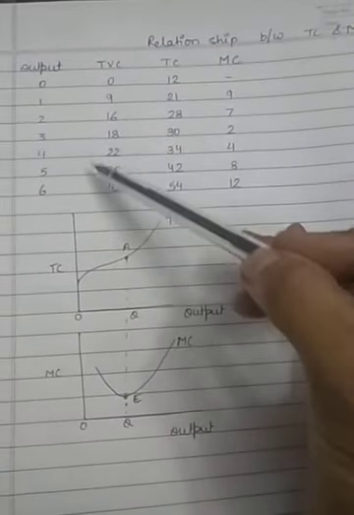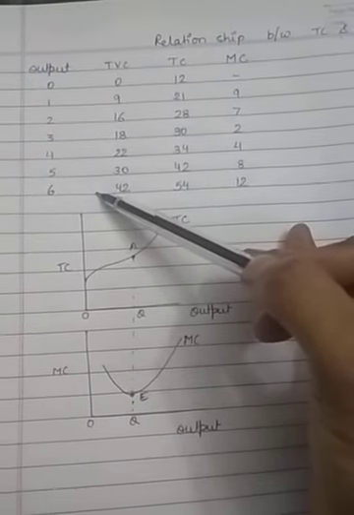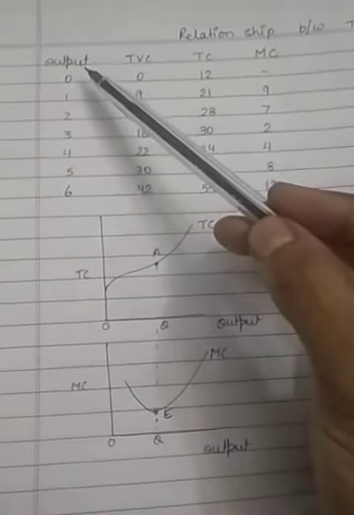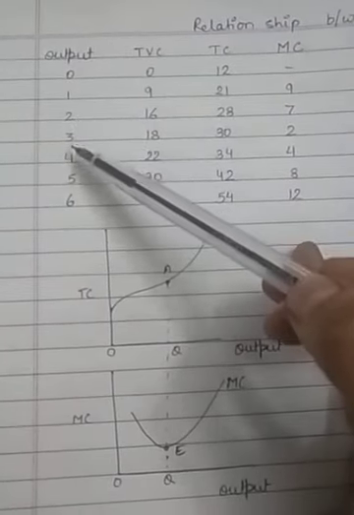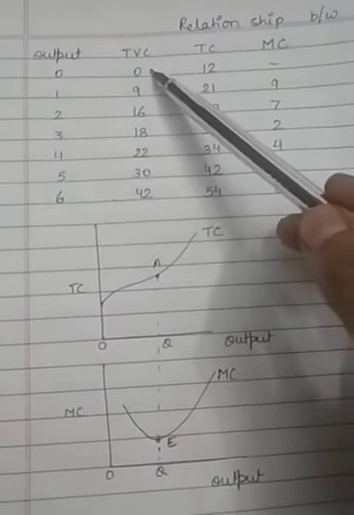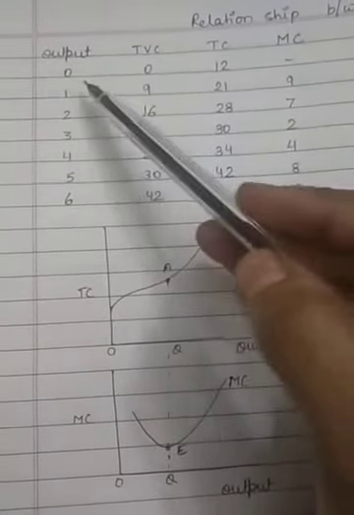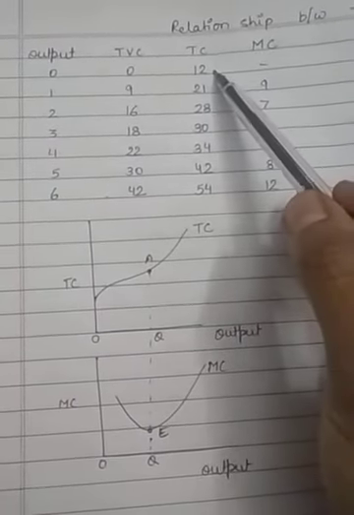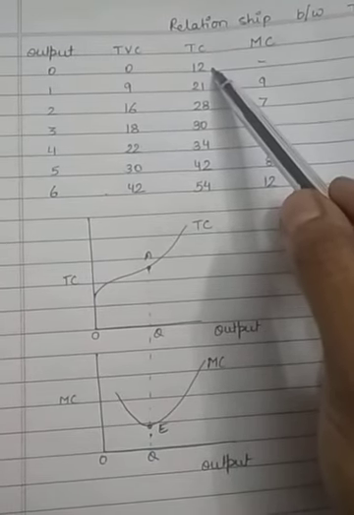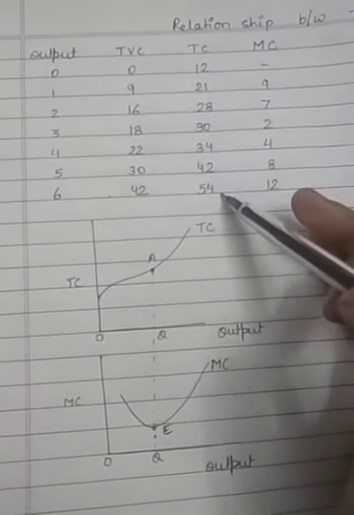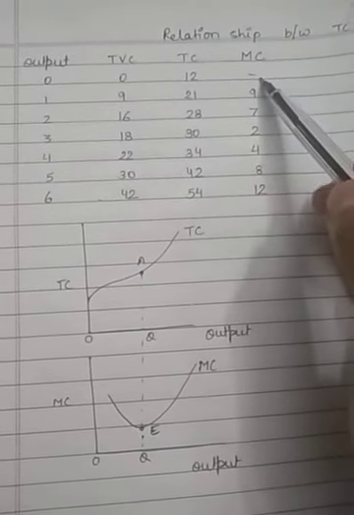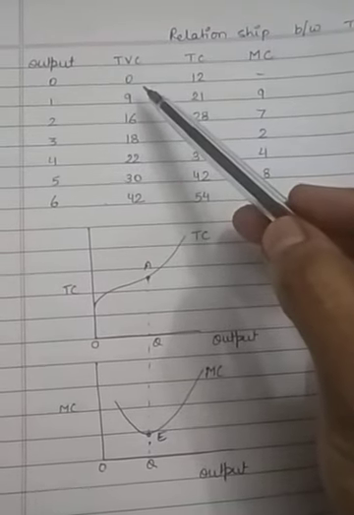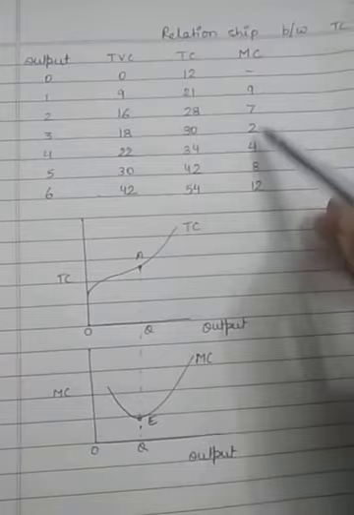See, I have not prepared the schedule for the TFC because TFC is not affecting the TVC and MC, that is why. Now here the output starts from 0, 1, 2, 3, 4, 5, 6 units. Total variable cost is 0 at the 0 level of the output, and as the output increases, TVC also starts increasing. And we know TC is the summation of the TVC plus TFC. So we get the TC in this way. Now MC we can calculate by deducting TVC of n minus 1 from TVC of n. So in this way we are getting MC.